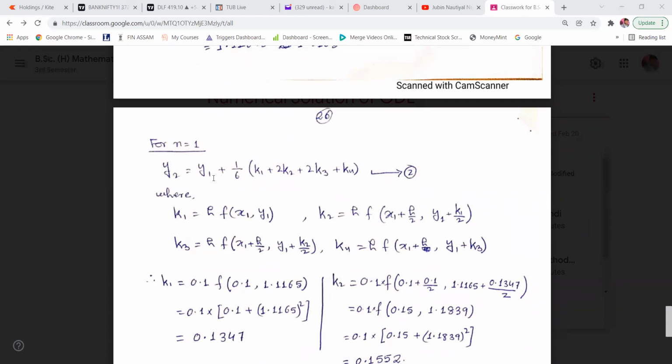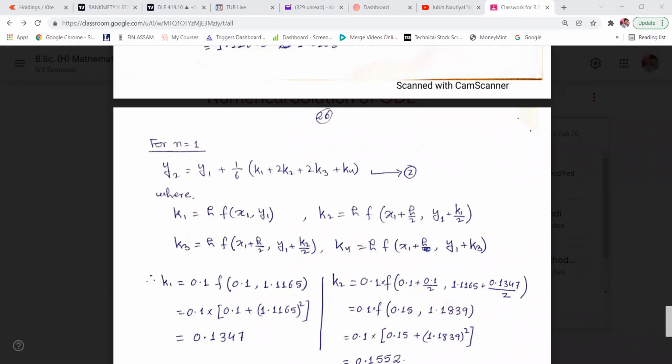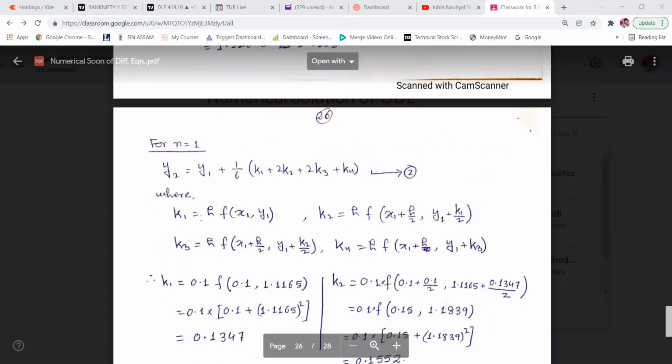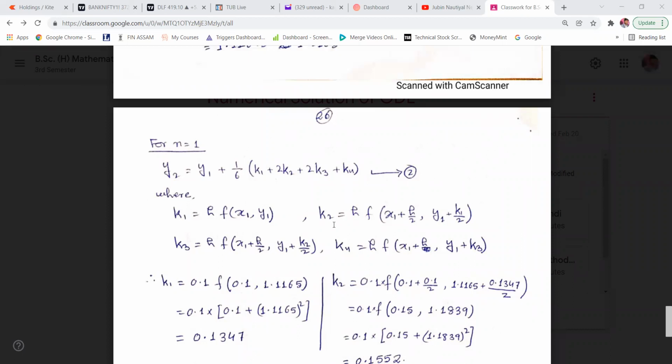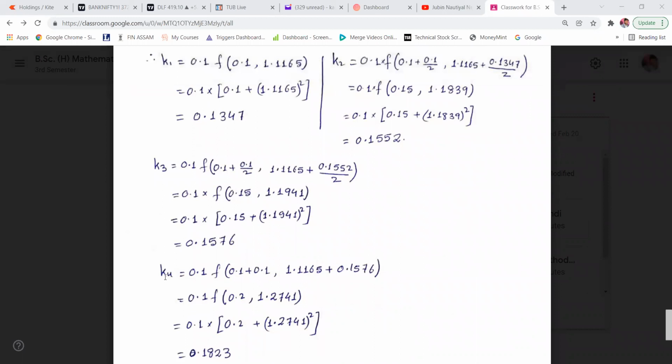So y2 is equal to, y n plus 1 is equal to y n, so n is equal to 1, you are substituting y1 plus 1 upon 6 k1 plus 2k2 plus 2k3 plus k4. Is it not? And then accordingly, k1, k2, k3 and k4 you got. Just in the general expression, you substitute n equal to 1. You will get the expression for k1, k2, k3 and k4. And then in a similar fashion, you find k1, k2, k3 and k4. You can calculate that one.